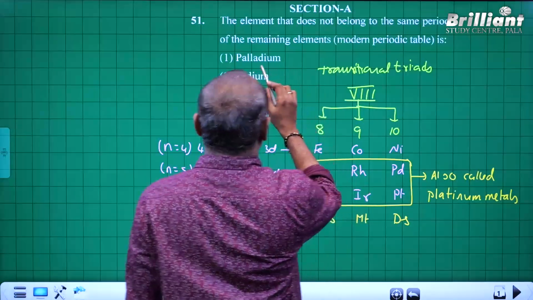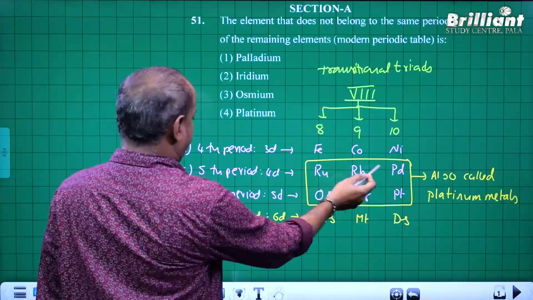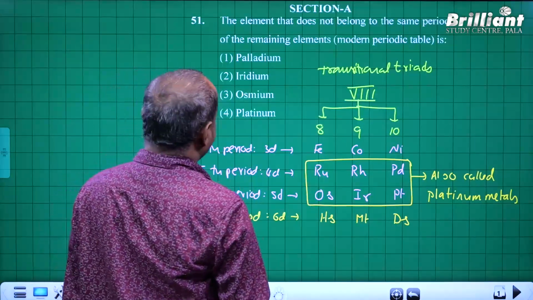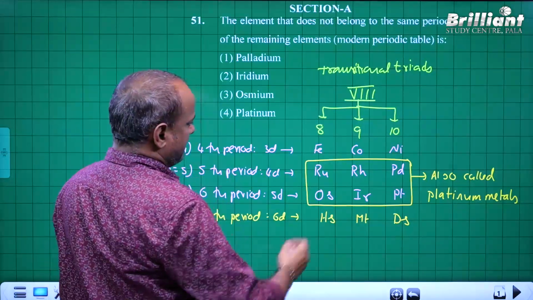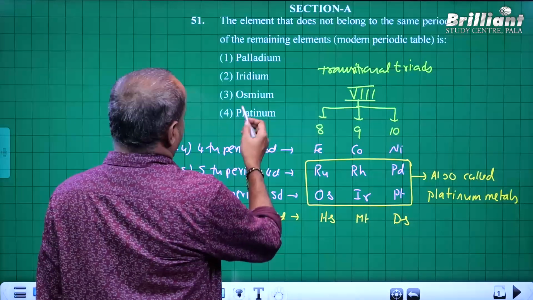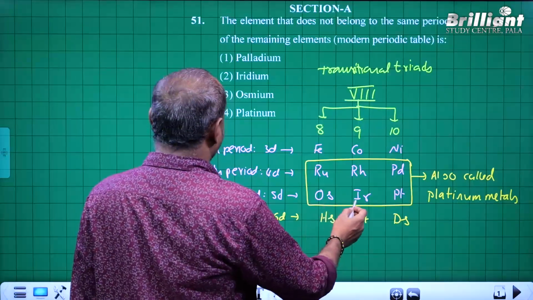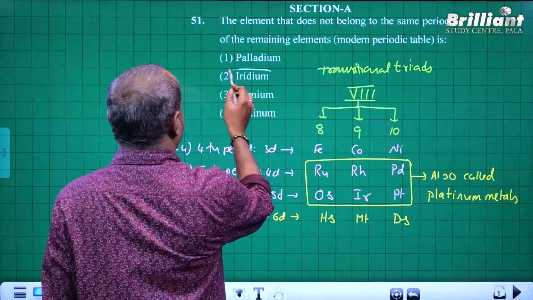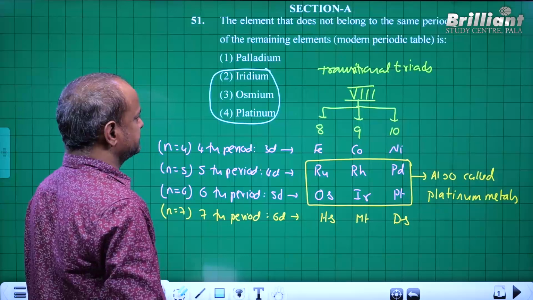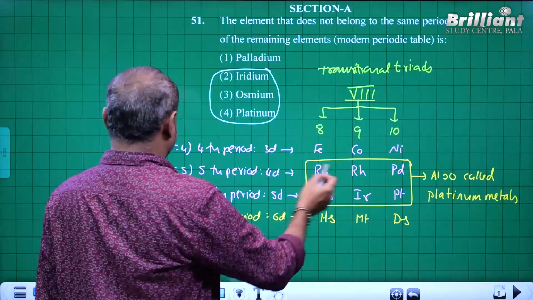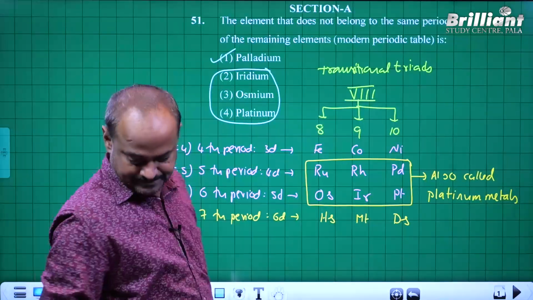So that is given here. One of the elements is not in the same period. Palladium is 5th period, iridium is 6th period. Osmium, iridium, platinum, these 3 metals are in the same period. Palladium is in a different period, that is the 5th period. So answer 1. Okay.